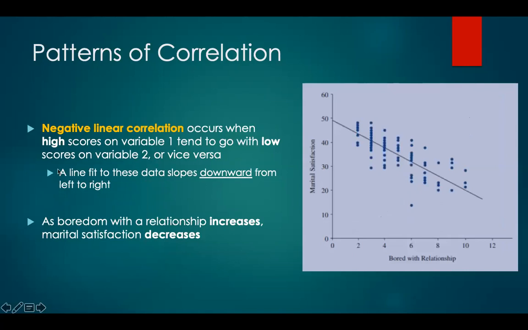Now a negative linear correlation occurs when high scores on variable 1 tend to go with low scores on variable 2, or vice versa. Now a line to fit these data slopes downward from left to right. So for example, as boredom with a relationship increases, so scores are getting higher here, satisfaction with a relationship decreases. You can see that the scores are going down as boredom goes up.